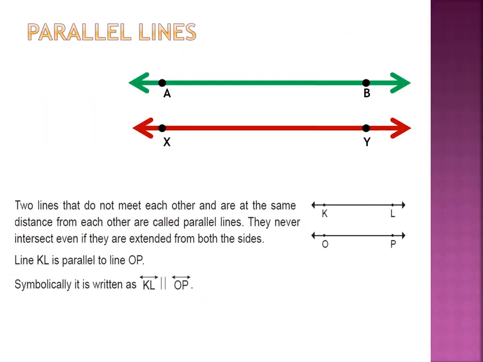Before going to angles, we'll see what these lines are. Now here in this slide, we can see parallel lines. Now what are parallel lines? Two lines that do not meet each other and are at the same distance from each other are called parallel lines. They never intersect even if they are extended from both sides. We can see in the picture KL and OP. There are two lines and they have been named KL and OP. We symbolically say that line KL is parallel to OP.